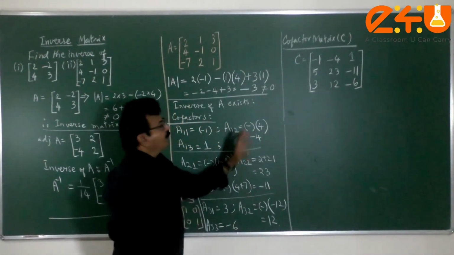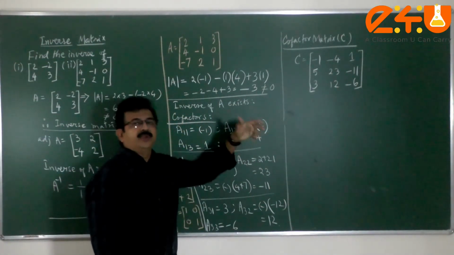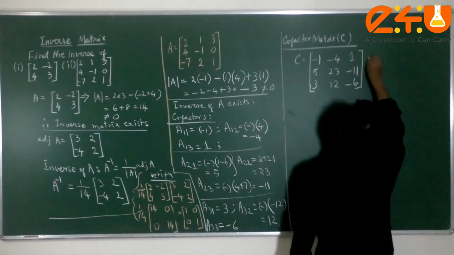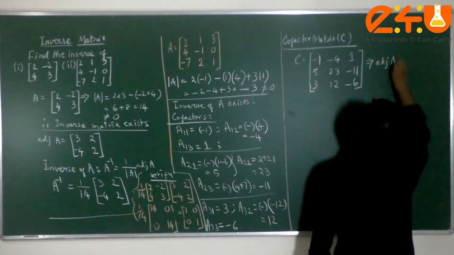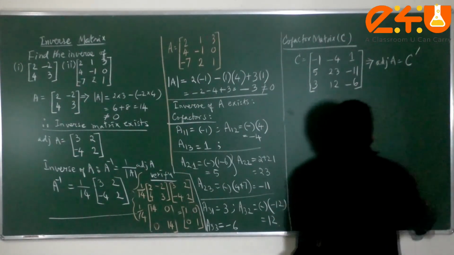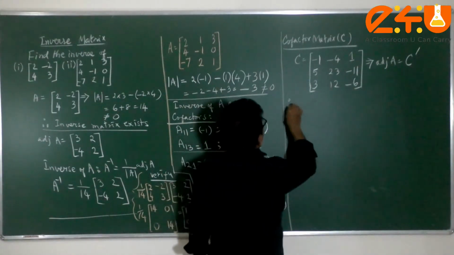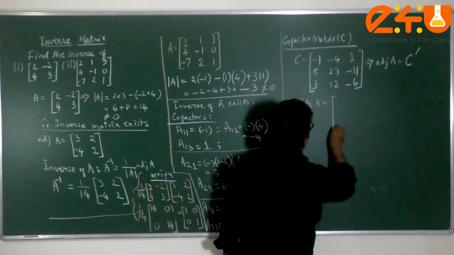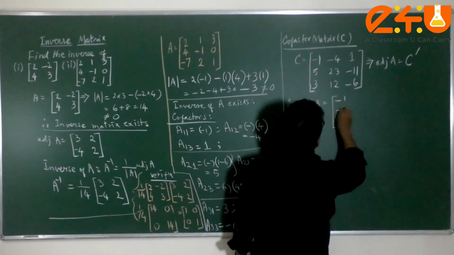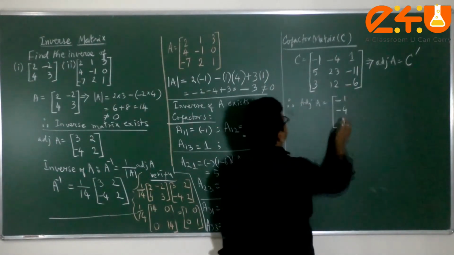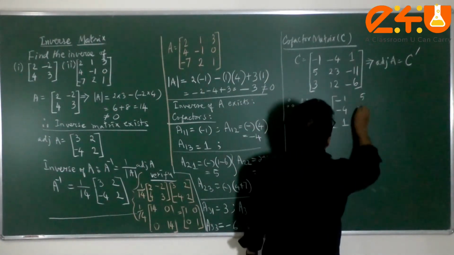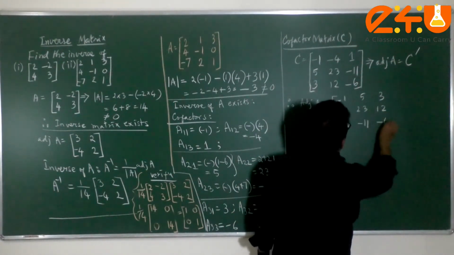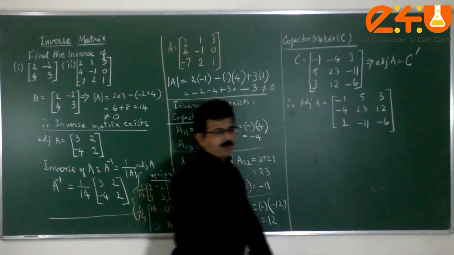Cofactor matrix, once you arrive at this, you need to transpose. Present the transpose so that you will get the adjoint matrix. Adjoint A is cofactor transpose. So therefore, we get the adjoint as, you can transpose, so minus 1, minus 4, 1. Row 1 in the form of column 1, 5, 23 and minus 11 as column 2, 3, 12 and minus 6 as column 3.